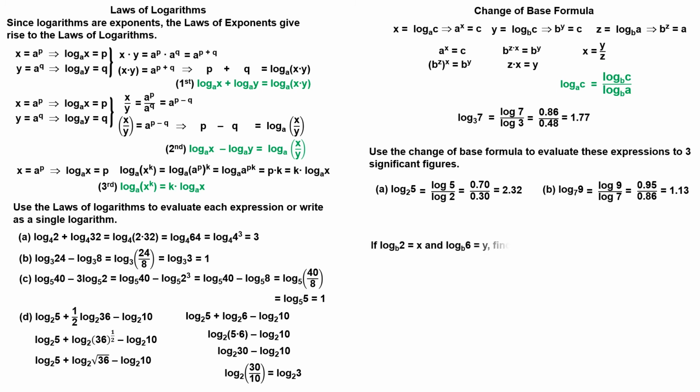If log base b of 2 equals x and log base b of 6 equals y, find in terms of x and y log base 2 of 6. Change the logarithm to base b, and replace log base b of 6 with y and log base b of 2 with x.